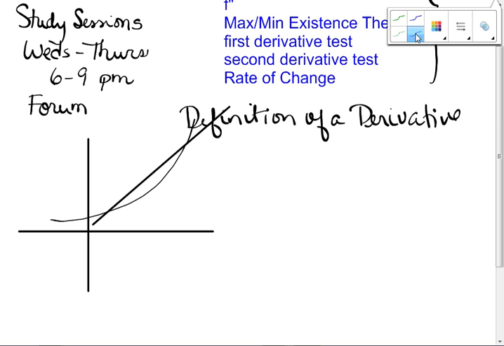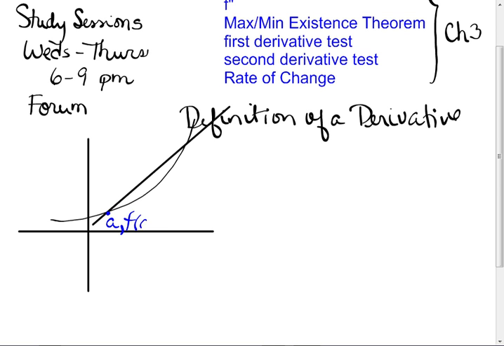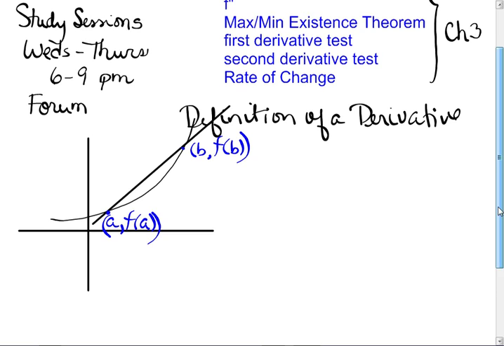So I have 2 points here. Okay, Alex, what do you want to call this one? Nope, it's a, f of a. And this is b, f of b. And you should know the definition of a derivative because it's really just the slope of the tangent line. That's all it is. So we'll do rate of change while we're here.